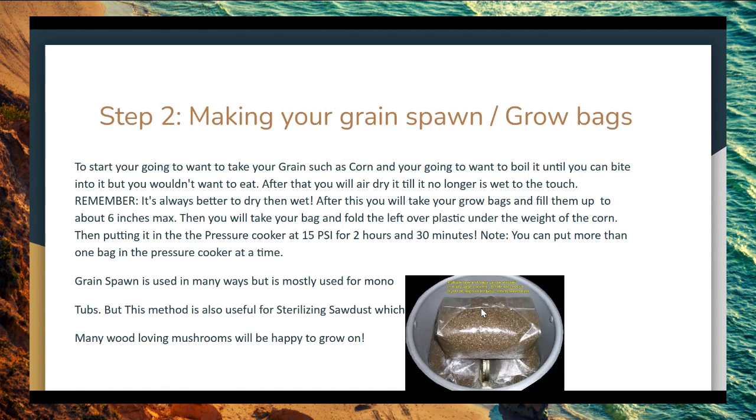What I would do if I were to grow enoki is a ratio of 25% grain spawn, 25% bran, and then you're gonna want to put 50% sawdust in there. Then you're gonna mix that around in a sterile environment. I pretty much gave you guys a cheat sheet right there.